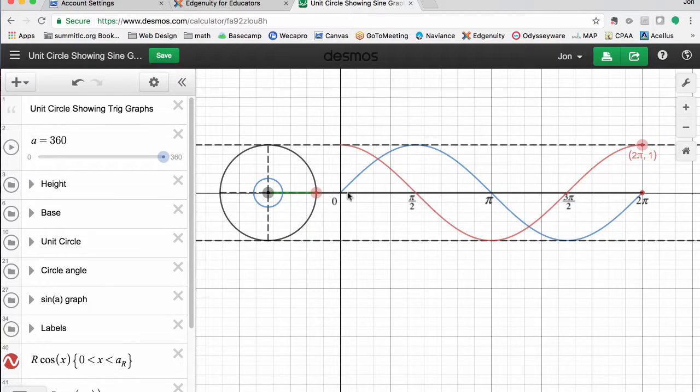And so there you go. You can see how cosine in the red and sine in the blue are nearly the same exact function. They just start at different points. Cosine starts at 1, sine starts at 0. We can make cosine and sine turn into each other. We'll get into that later.